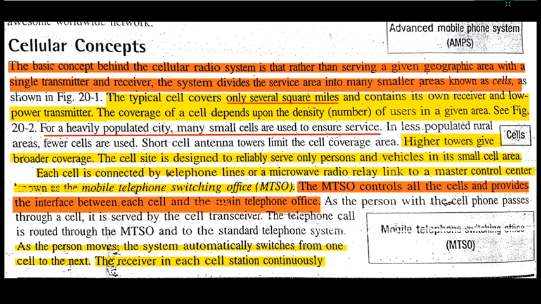Each cell is connected by telephone lines and microwave radio relay links to a master control center known as the mobile telephone switching office, MTSO. This MTSO will be in one cell among many cells. So let me show you the next figure.